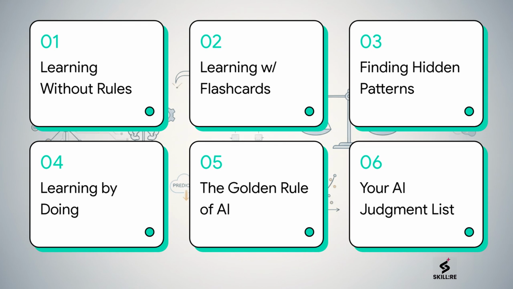So here's our game plan for today. First, we'll talk about the huge shift that makes all of modern AI possible. Then we'll dive into the three main engines that power machine learning. And we're going to wrap up with the one golden rule you absolutely have to know and a super practical checklist you can start using right away.